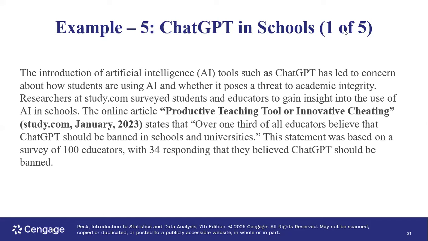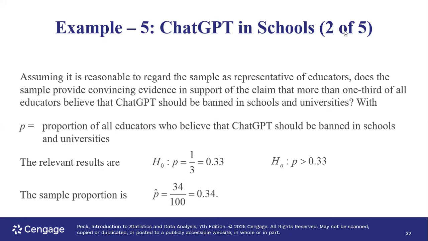So the critical sentence in this problem statement is that the online article states that over one third, that is more than 33%, of all educators believe that ChatGPT should be banned in schools and universities. And what was this observation or educated guess based on? The survey of 100 educators, 34 responding that ChatGPT should be banned, out of 100.